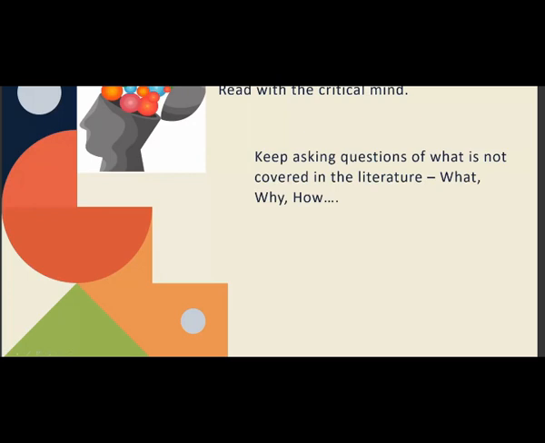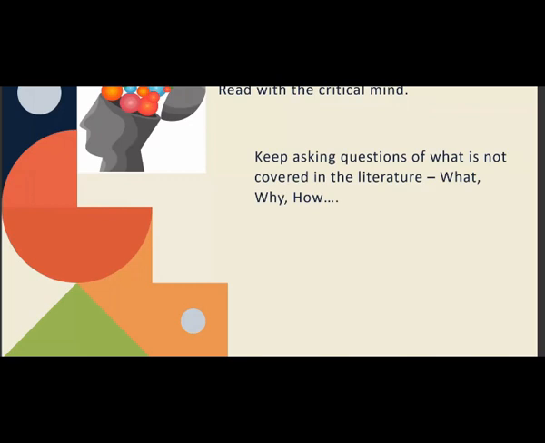So how do you read with a critical mind? How do you train yourself to have critical thinking? When you do the reading, make sure you keep asking questions. This is related to finding a research gap, identifying the gap. You need to keep asking the question of what is not covered. So that is the first one, addressing the issues or the question of what.